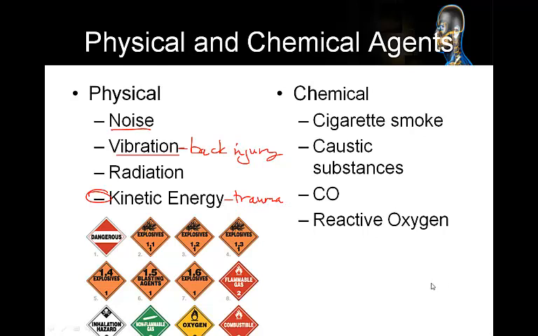Chemicals are all around us, and so chemicals as a route of exposure, as a route of disease, can come up. And cigarette smoke, caustic substances, CO poisoning, obviously, can be a big problem. And then reactive oxygen. Reactive oxygen is actually thought to be a chemical that is impacting the rate of cancer in our tissues.